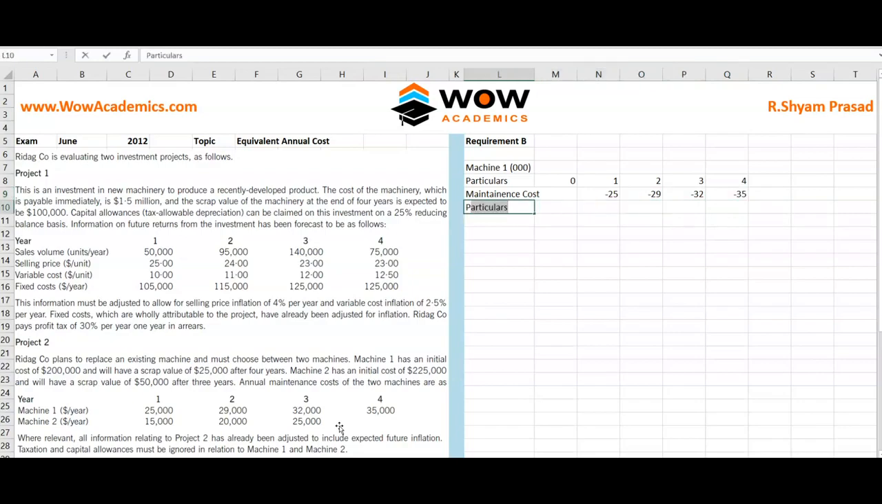Then we'll move on to the purchase cost. The purchase cost is a negative number and for machine 1 it is going to be 2 lakhs, so we take it as 200. And we have a scrap value. The scrap value will occur at the last year and that is going to be a cash inflow. The cash inflow is 25,000, so we'll take it as 25. Done. So we'll compute the cash flow.